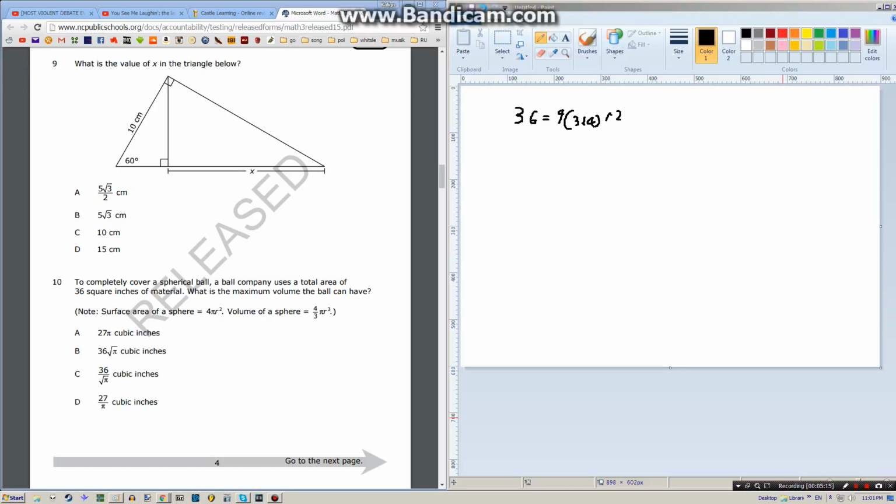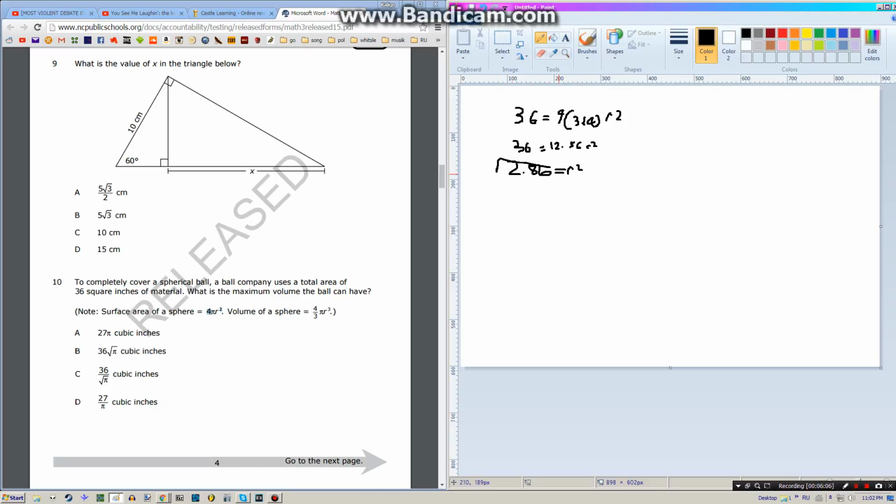Alright guys, here we are at Khan Academy, doing number 10. We've got a spherical ball, and it gives us the surface area. I already put it up here. So all we have to do first is multiply these two together. You get 36 equals 12.56 r squared. Then you divide, because it's attached to the r. What you get is 2.86. That's 36 divided by 12.56. So 2.86 equals r squared.